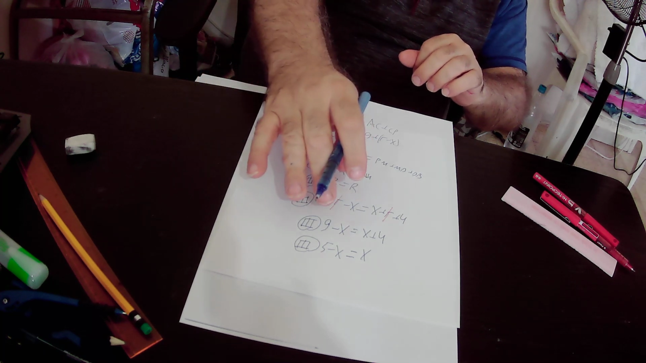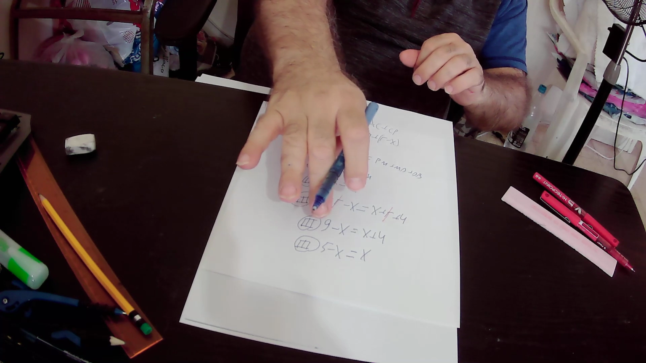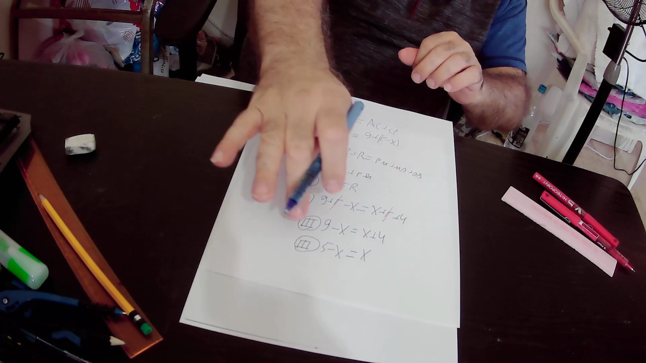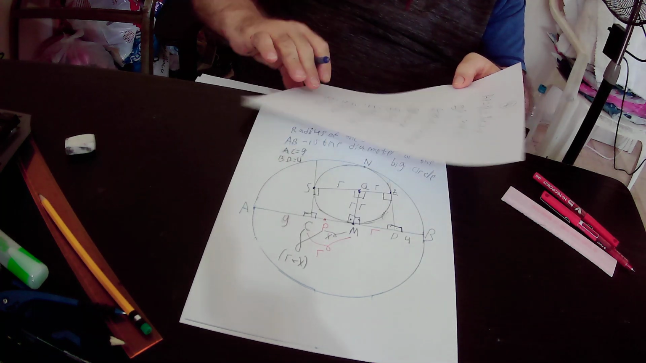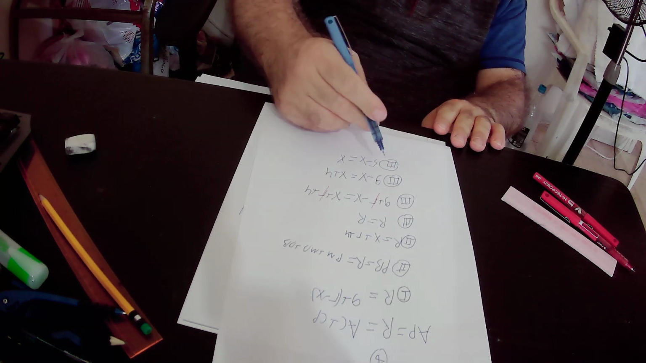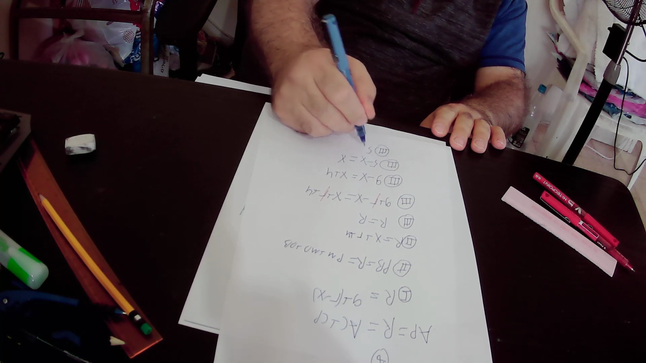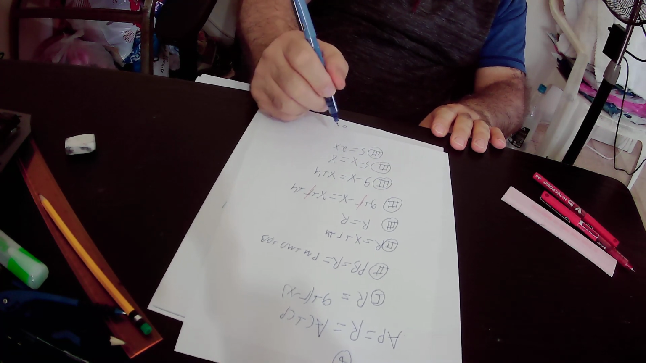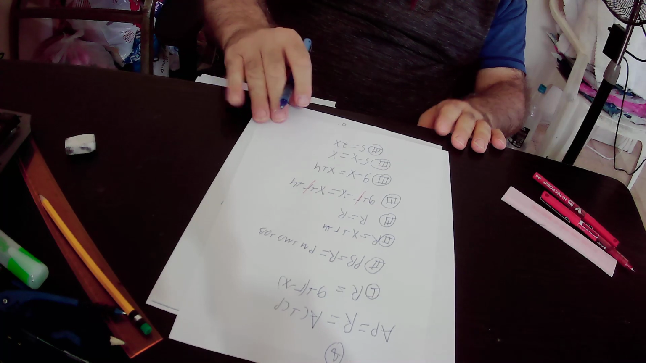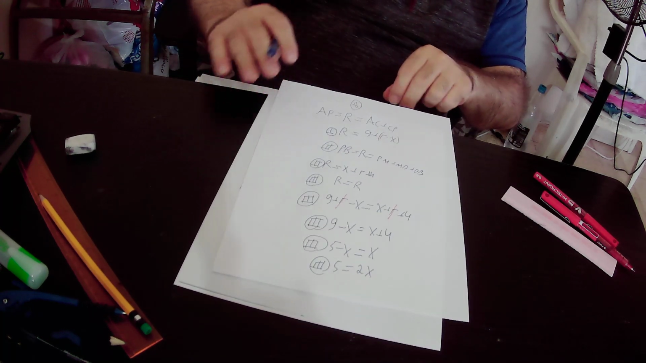Here we will add x to equation number 3, to this equation. We will add x, and we will get that 5 minus x plus x is 5, and x plus x is 2x. We got this equality that 5 equals 2x.